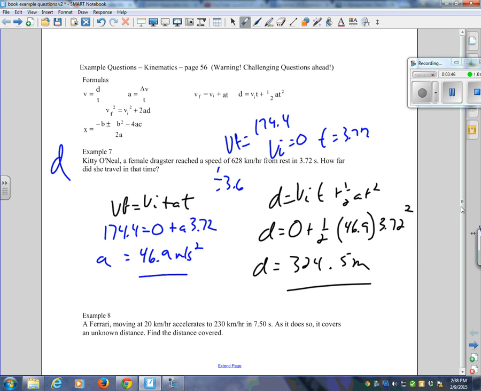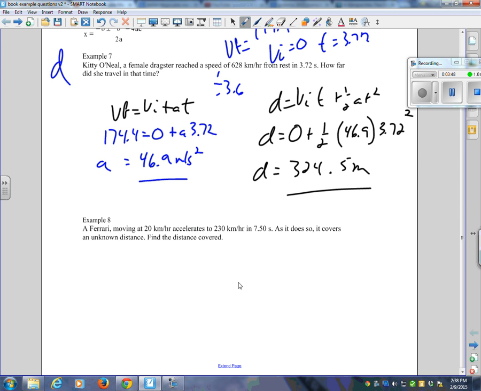Okay, let's skip to example 8. Are we all good? Yeah. Okay, what do we know here in 8? We have initial velocity of 20, final velocity of 230. There's our time. Is this one any different than 7? No. There's no difference in the steps. The only difference is the initial velocity is not 0, right? Yeah. That's the only difference. Steps are exactly the same.